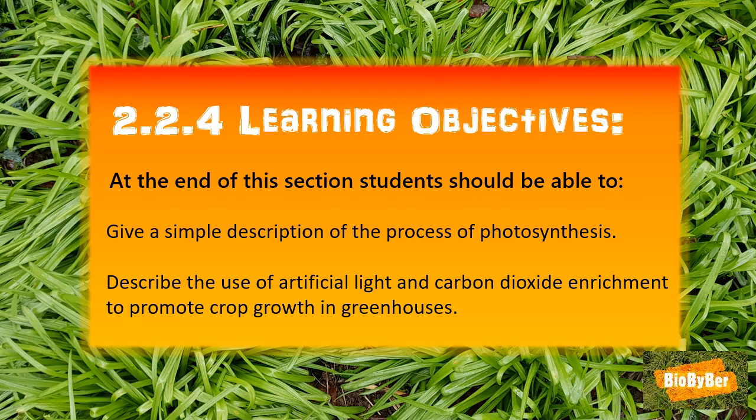Well, it's straightforward enough. You have to give a simple description of the process of photosynthesis. You have to be able to describe how using artificial light, not sunlight, and extra carbon dioxide promotes the production of crops in greenhouses.